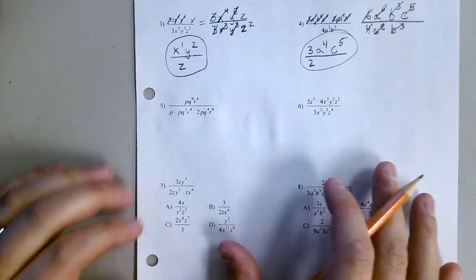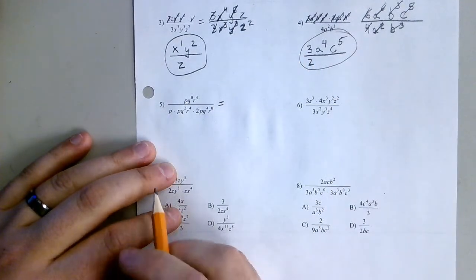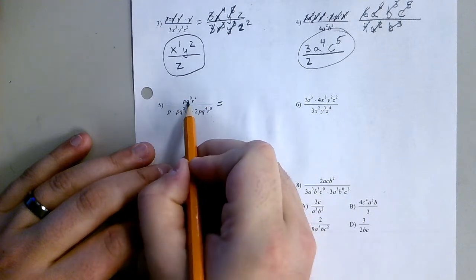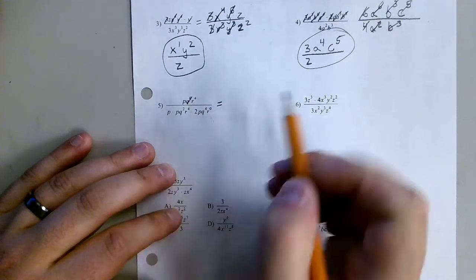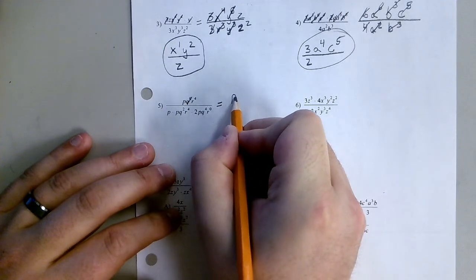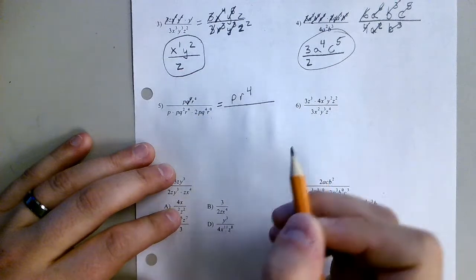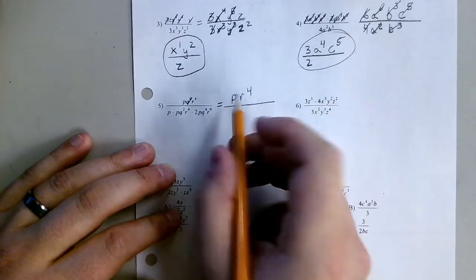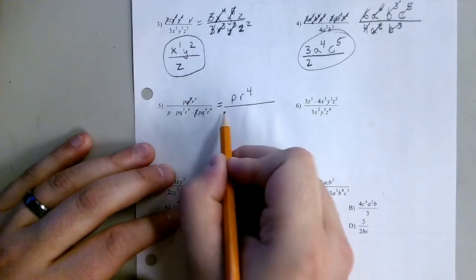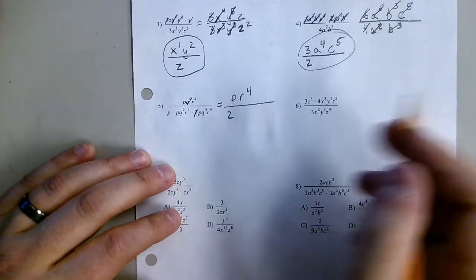Number 5. So let's simplify the top. With an exponent of 0, we can just take that out because it just equals 1. So we're just going to go p r to the 4th on the top. Then we're going to start with our big numbers, our coefficients. They're 2. That's the only one down there, so we'll just write 2.